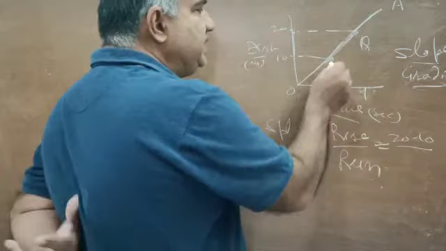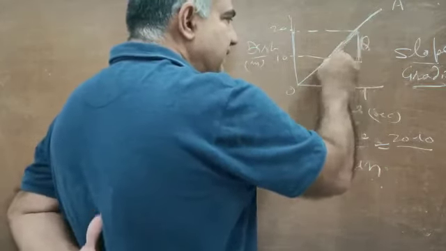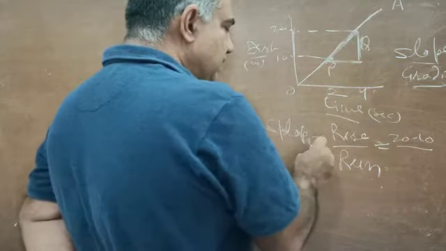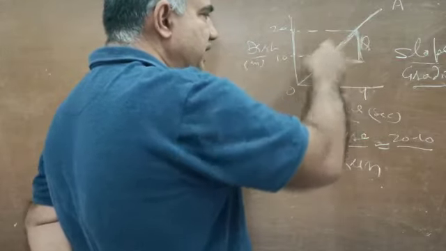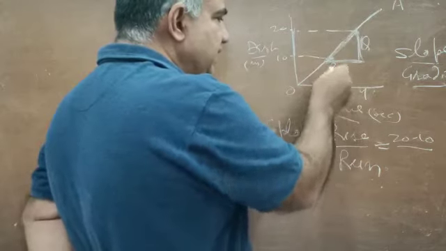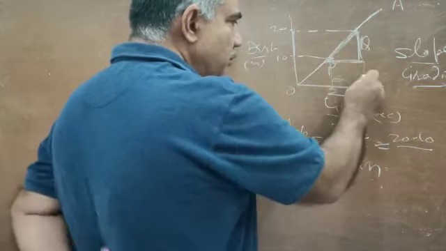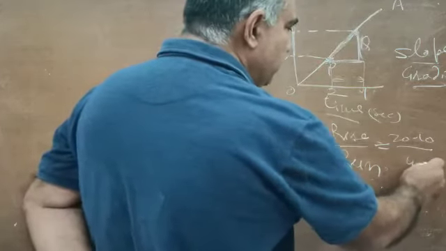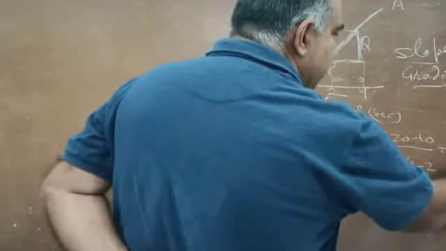And time, see, this is run. This is rise, this is run. And by definition, slope means rise by run. So the rise has been from 10 to 20. This is representing 10, this is representing 20. And the run has been from 2 to 4. So this is run, this is rise. So it is 20 minus 10 upon 4 minus 2, that is 10 by 2, or 5 meters per second.